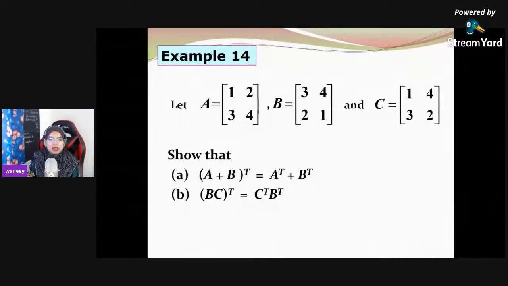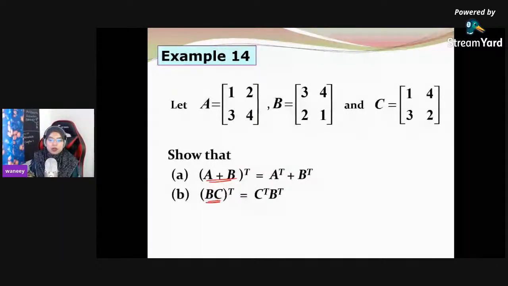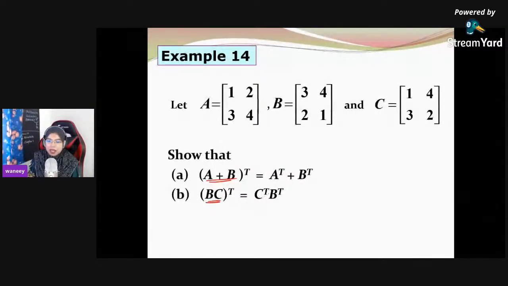So for this one, calculate A plus B first. Once you calculate A plus B, then you transpose. For this one, transpose them first before you add them. This one times them first before transpose. This one transpose first before it times.